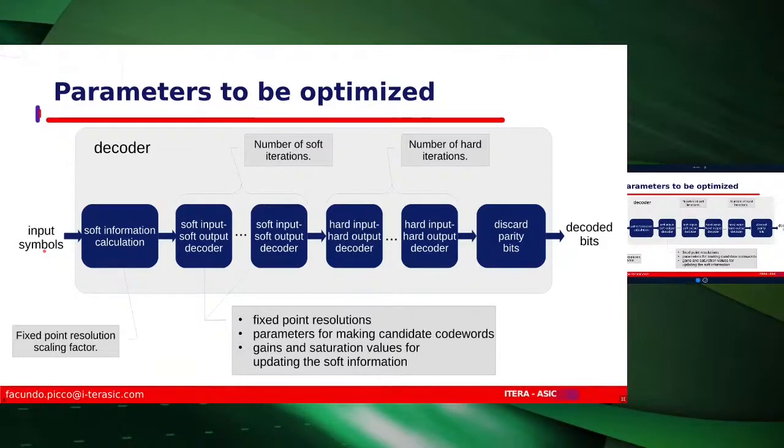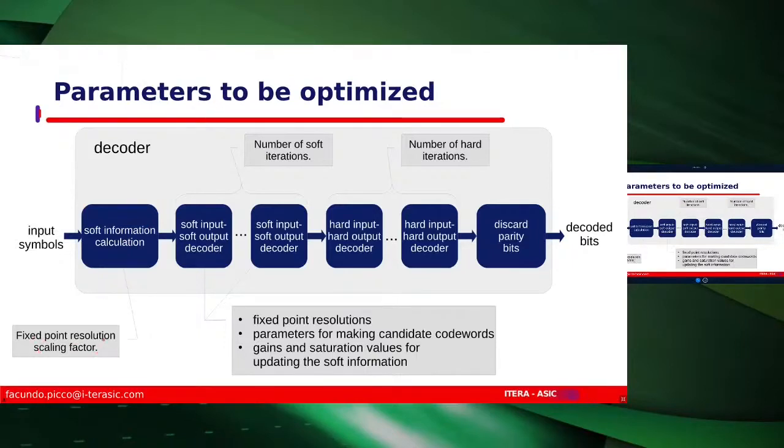What are soft metrics? Soft metrics are a processing of the input symbols, and they indicate whether the bits extracted from the symbols are more likely a one or a zero. And not only that, but they also give information about how reliable that decision is. So it's not the same to have a one and the system being very sure that the received bit is a one, than to be very close to the decision border, in which case the decision has a very low reliability. And over there, we have some parameters to optimize, like fixed point resolution, scaling factors, that kind of thing.